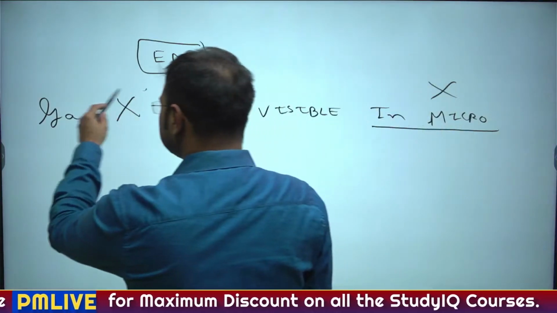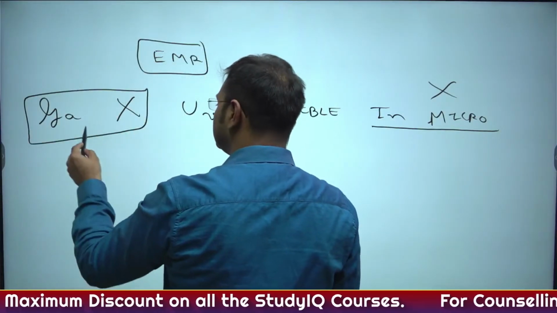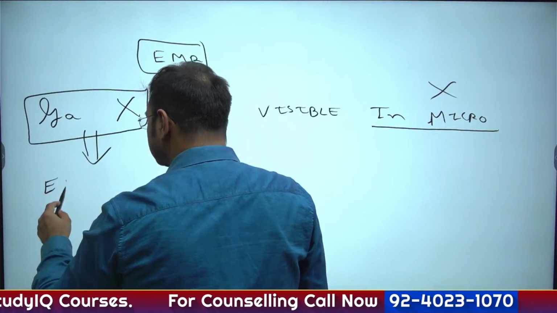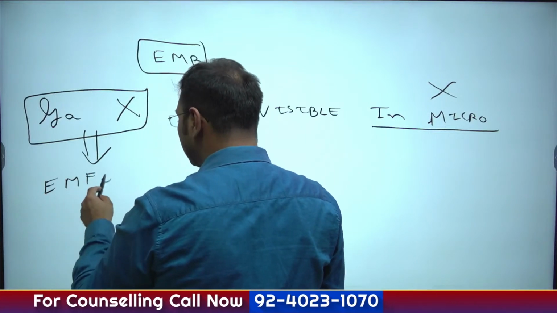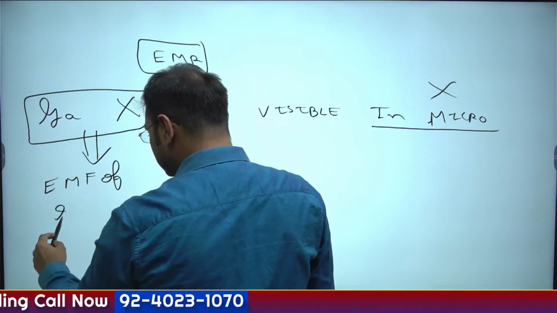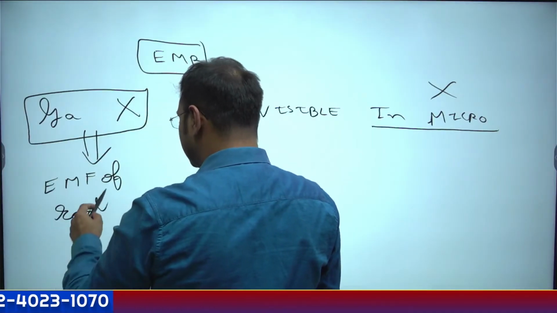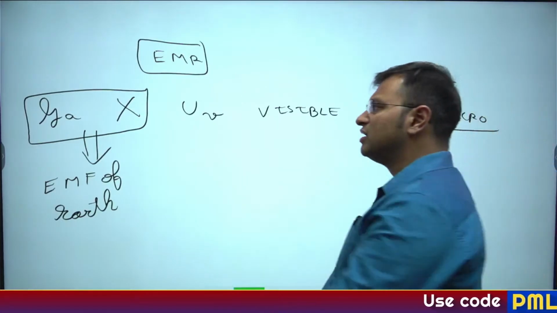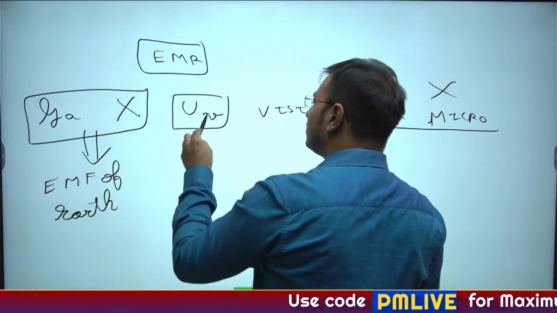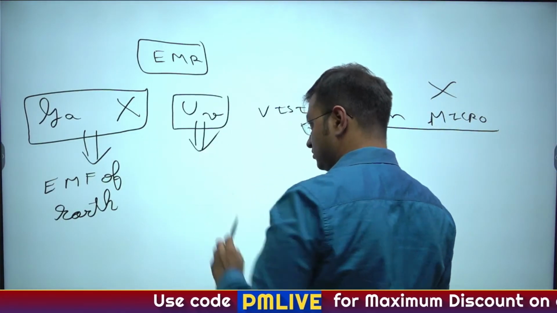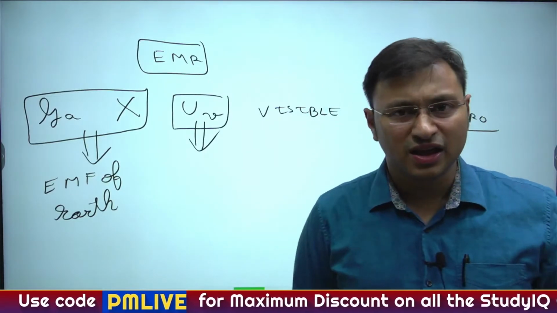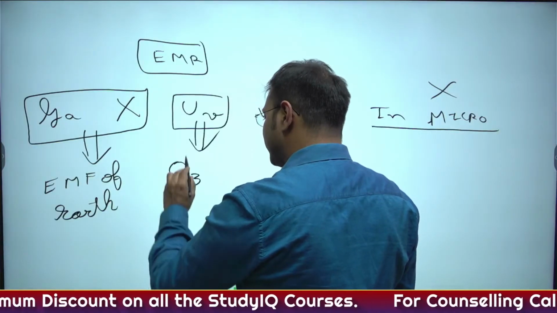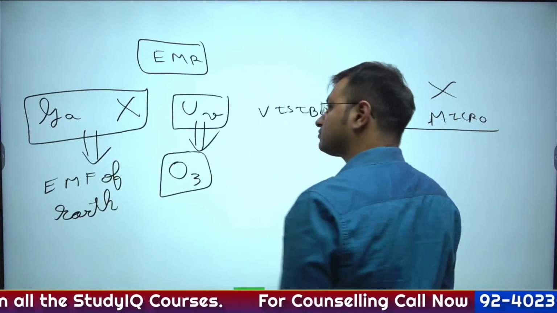Gamma rays and X-rays have very high energy intensity. They're primarily absorbed by what? They're primarily absorbed by the electromagnetic field of Earth, because all of us know that Earth behaves like a giant magnet. When I'm talking about ultraviolet rays, they are predominantly absorbed by what? They're predominantly absorbed by stratospheric ozone.